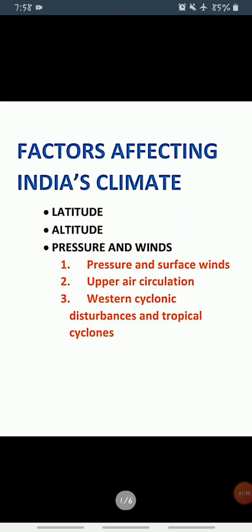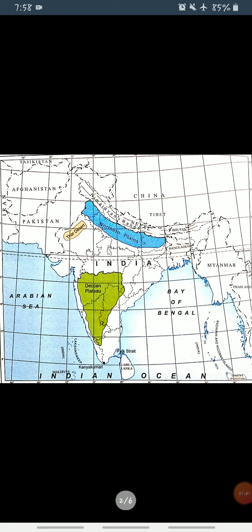Clear? Okay, so next is altitude. How do altitude and relief affect the climate of India? Again you can see the map, and here the Himalayan mountains. The Himalayan mountains to the north of India have an average height of about 6,000 meters, while vast coastal areas have a maximum elevation of about 30 meters. So these two areas experience two different types of climate.